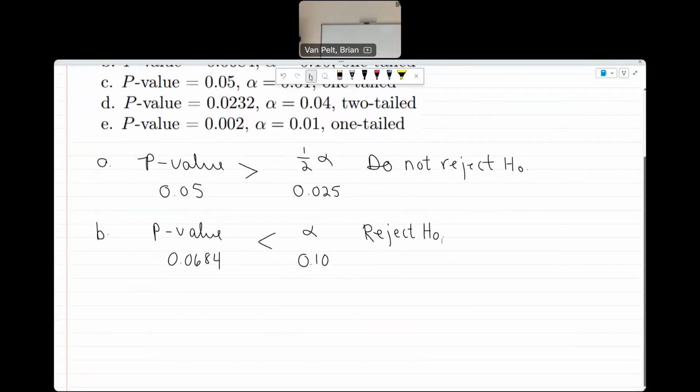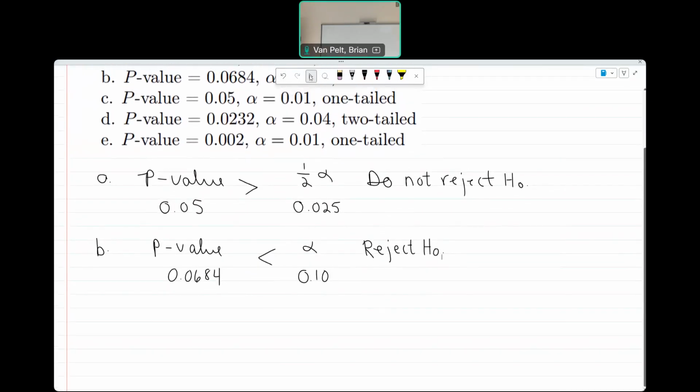All right, part C, are we one-tailed still? Yep. So let me see, part C, the p-value is 0.05. And alpha is 0.01. The p-value is larger than alpha.